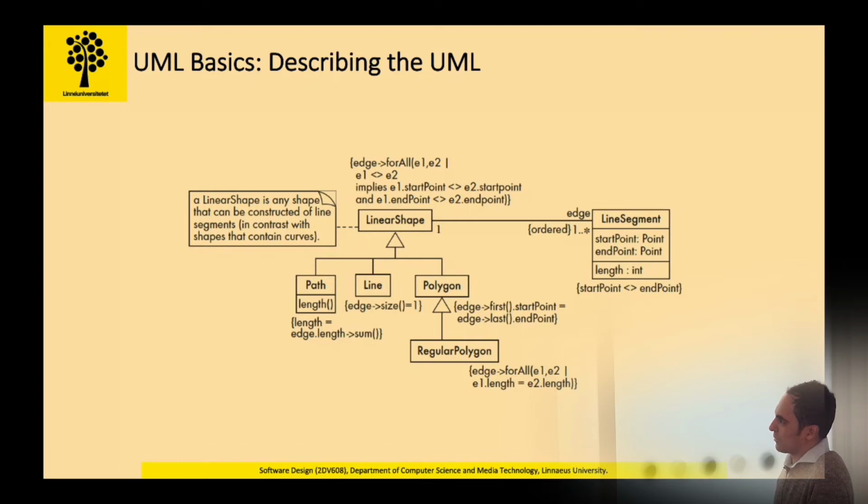There are other ways. For example, for this class line segment, it's a simple line. It has two properties, start point and end point, and it also has a length. If you want to check whether it was well defined as a class in the context of a line, we can check, when we are assigning values to the start point and end point, that the start point is not equal to the end point.